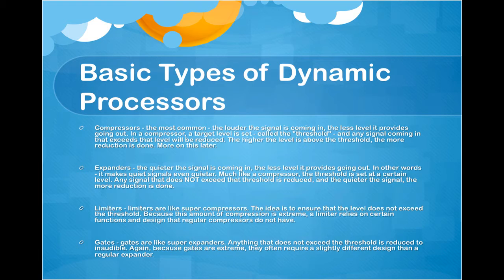Basic types of dynamic processors. There are four basic types of dynamic processors. The first one is the compressor, which is the most common one. The louder the signal coming in, the less level it provides going out. In a compressor, a target level is set called the threshold, and any signal coming in that exceeds that level will be reduced. The higher the level is above the threshold, the more reduction is done. More on this later.